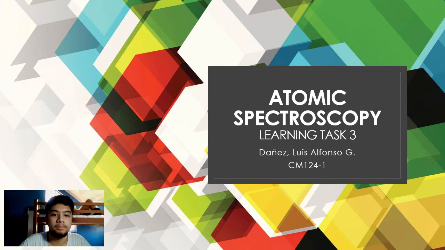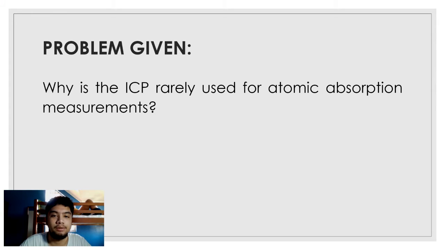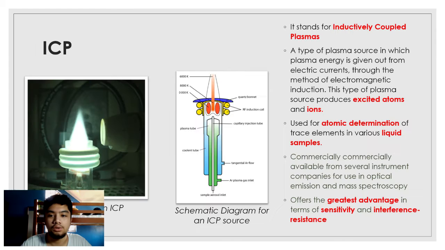So, the problem given: why is the ICP rarely used for atomic absorption measurements? Before we tackle the problem, we will first tackle what an ICP really is. ICP stands for inductively coupled plasmas.